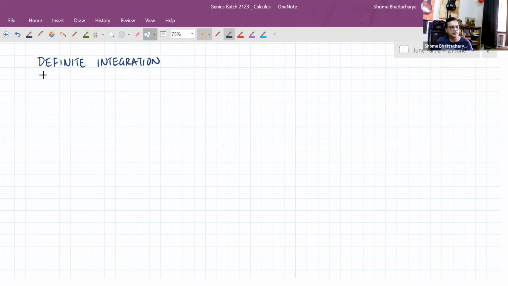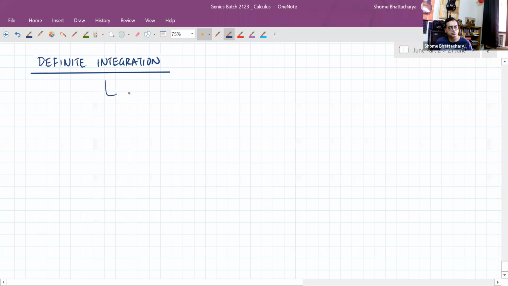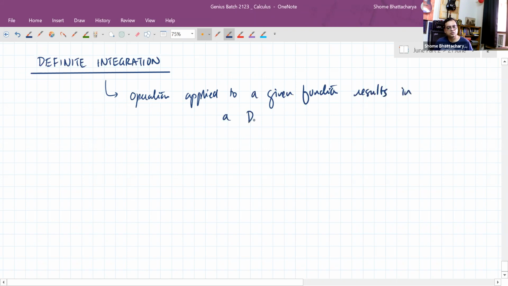So definite integration does not give us an antiderivative; it gives us a definite value. Okay. So definite integration, the operation, applied to a given function results in a definite value.